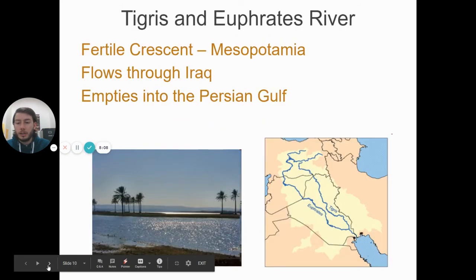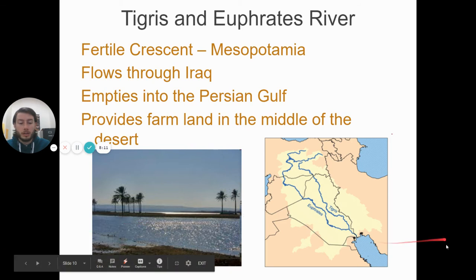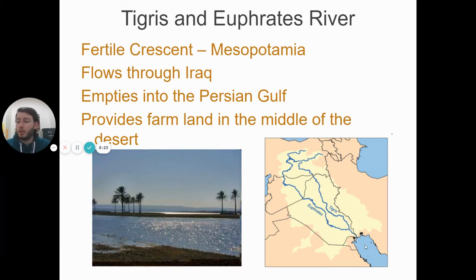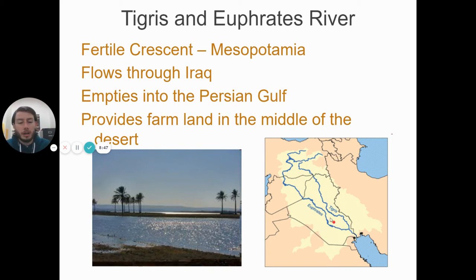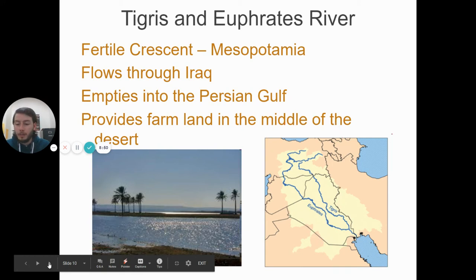The Tigris and Euphrates, this region is known as the Fertile Crescent. It wraps around from here down the Mediterranean, so it makes like a sickle crescent type shape. This area in ancient times was known as Mesopotamia. It was a very historic civilization. The Tigris and Euphrates rivers flow through modern day Iraq, and they empty into the Persian Gulf, which is down here. And this provides farmland in the middle of a desert. So this is all desert, but right in between the Tigris and Euphrates, it's green and lush, and there's palm trees and grass and water, and it's like paradise in comparison to the surrounding areas. So very, very important.